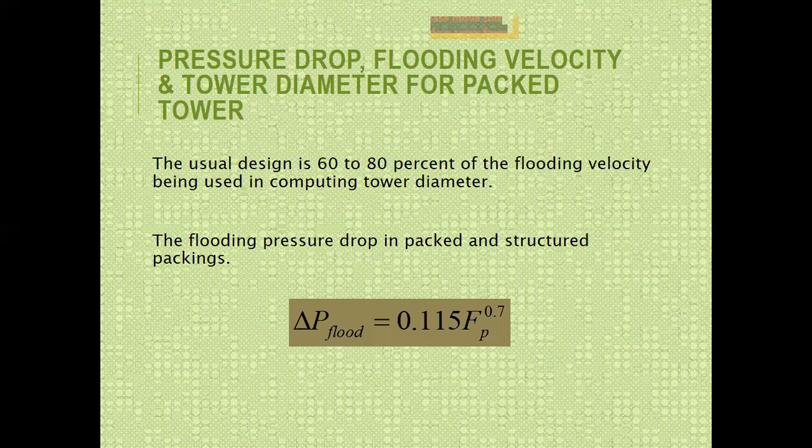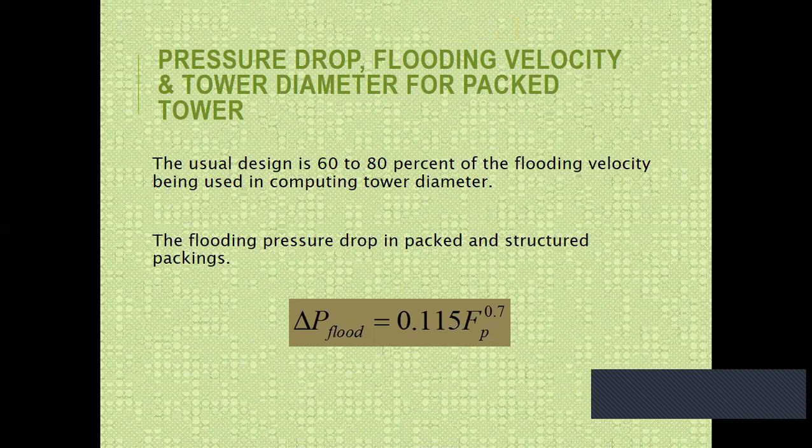It is based upon the condition of flooding. So when we determine when the column is flooded, and based on that flooding condition, we want to go away from that particular concept of flooding, and as such, we solve for a condition that is away from flooding. Now, the usual design is for us to use 60 to 80% of the flooding velocity. So we determine when the column will be flooded, and we use only 60 to 80% of that flooding velocity. That way, we can determine the diameter of our column.